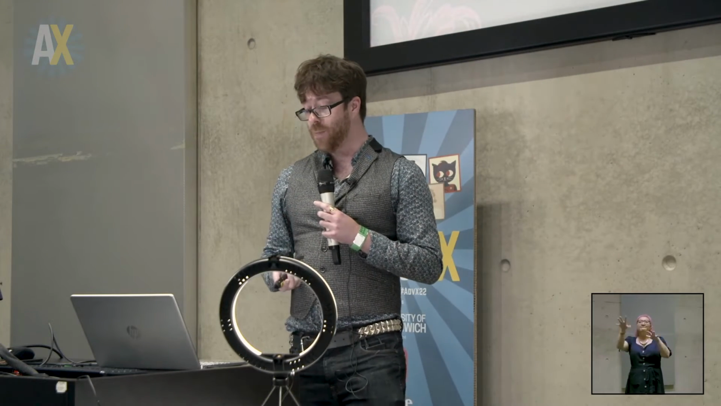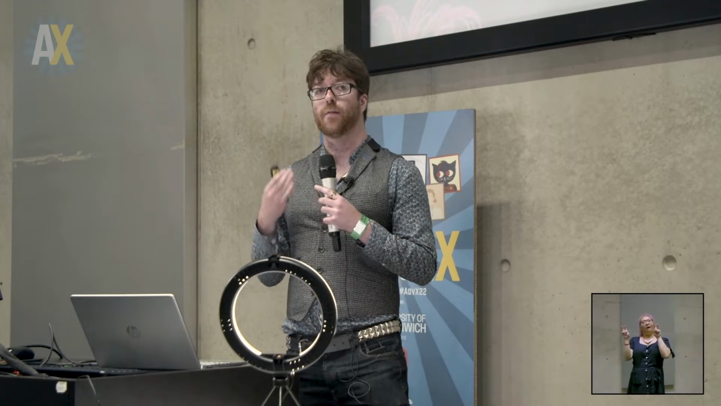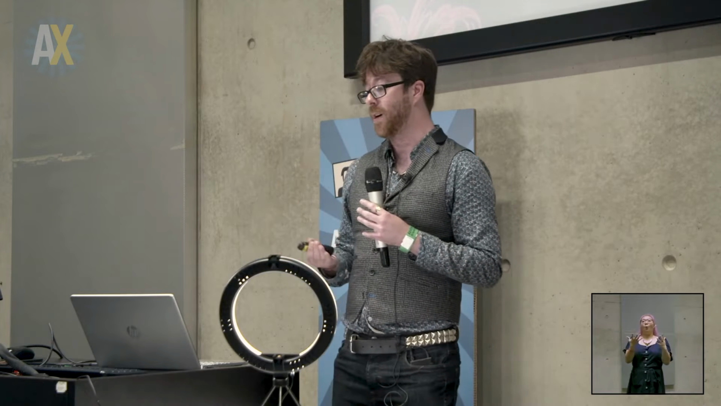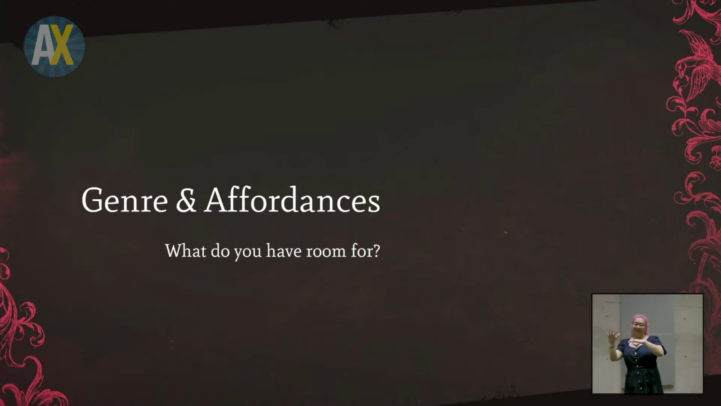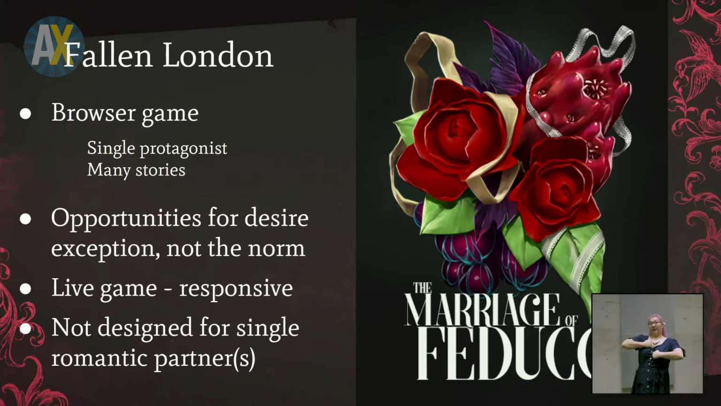To explain what I mean by how genre and the shape of your game will influence what desire and scenes of desire look like within your game, I've got a few examples from some of our titles. Fall in London is a browser game. It's been running for 12 years, 13 in January. It's got a huge amount of stories within it. There is a single protagonist moving through the game, experiencing all these different stories. It's got a cast of thousands. Some characters recur, but often it takes a while for you to see a character again.